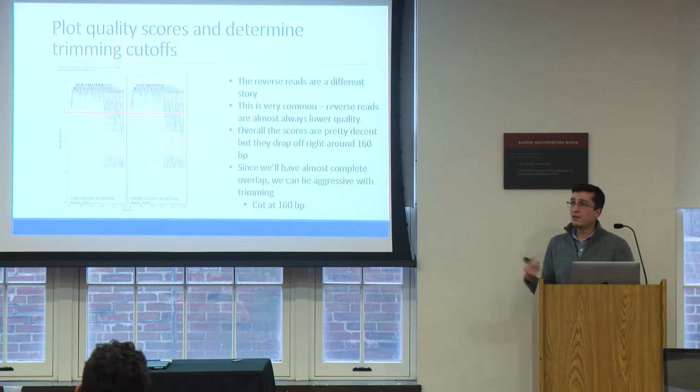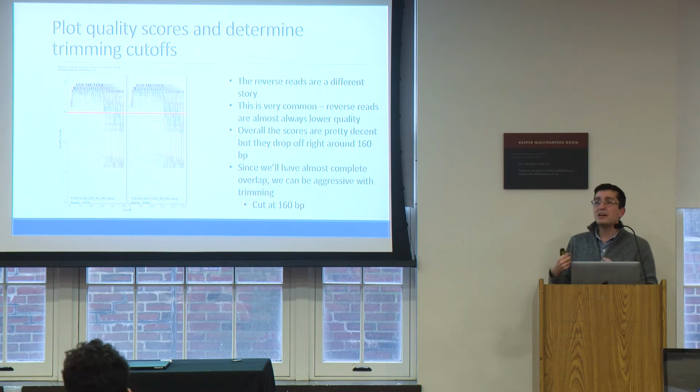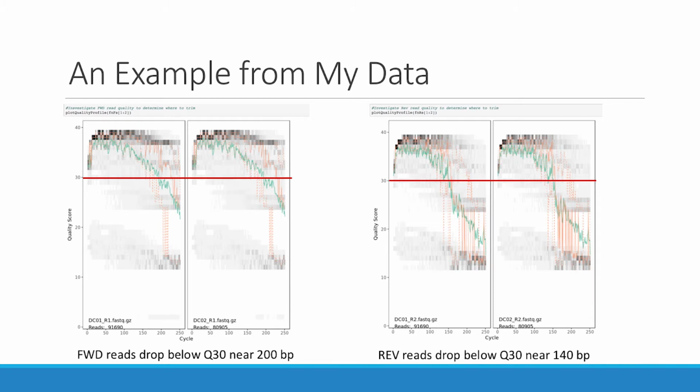One thing to note here, I mentioned earlier that we'll have almost complete overlap with the V4 region just because of how long we know it is. So this allows us to be aggressive with trimming. We can cut off pretty much as we need to ensure that we're only getting the highest quality data fed into the algorithms.